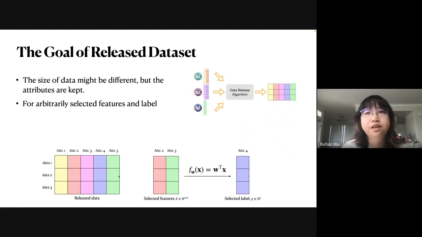So this is the detailed utility goal that we want to achieve. As a data release algorithm, we consider the linear regression task with arbitrarily selected features and labels. Features and label are selected from the attribute sets in the release data. For example, here we choose red and green as the selected features, and choose the blue one or purple one for the label. And we want to study the linear regression task between them.